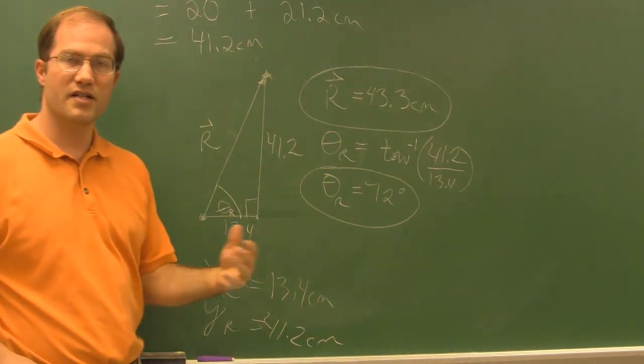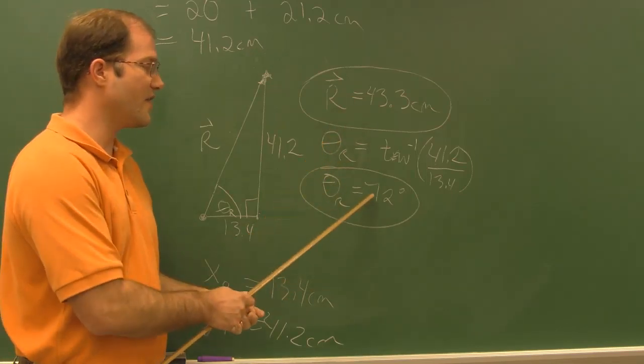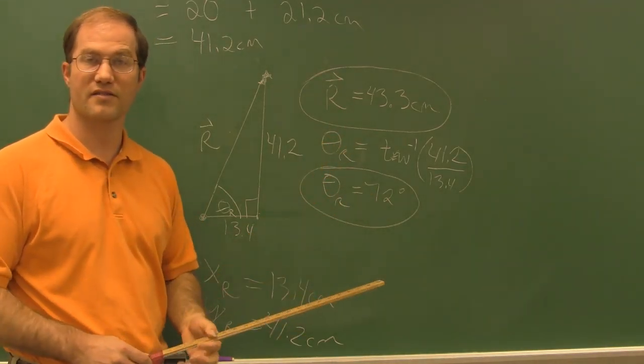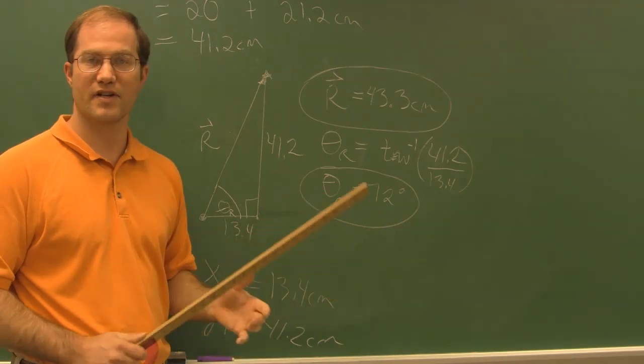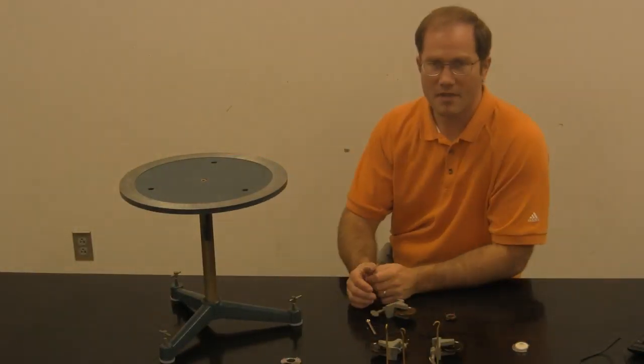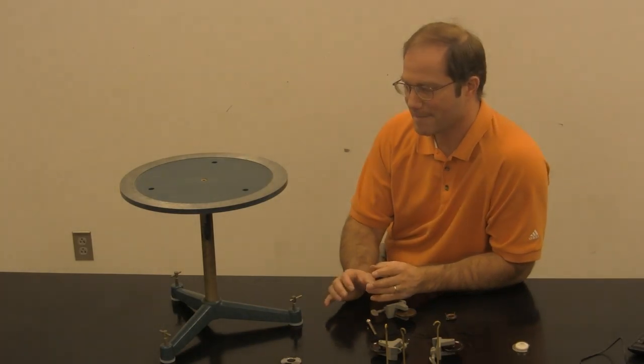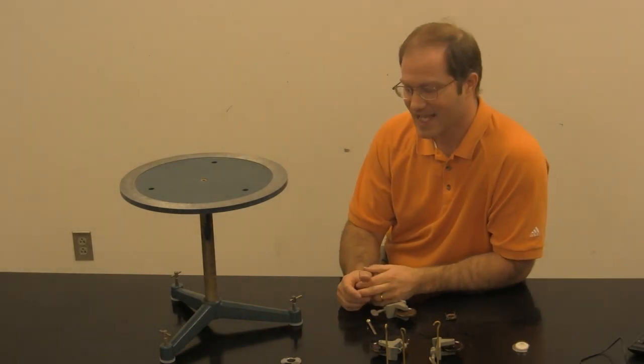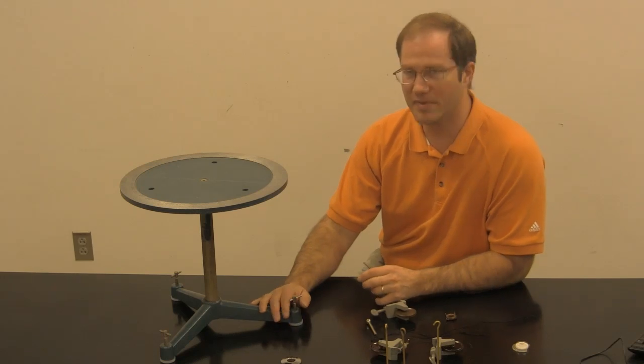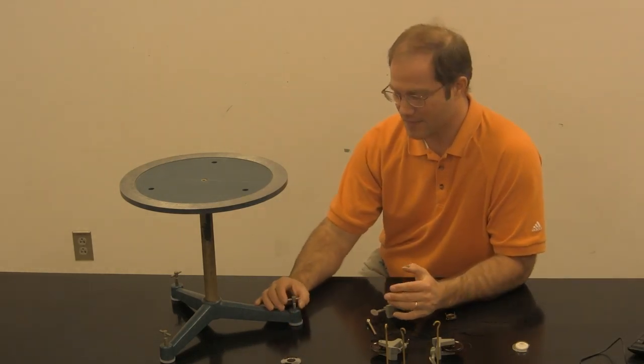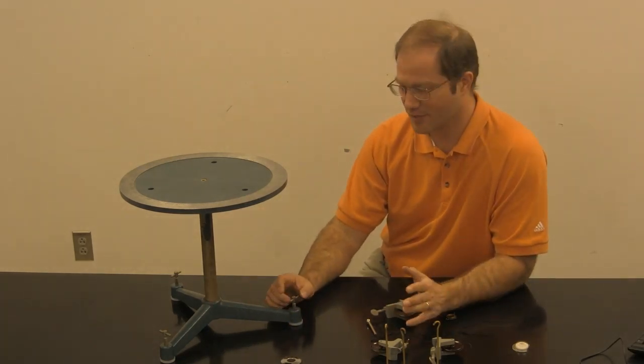So, using vector addition, we determined the magnitude and the angle of our resultant vector when we added those two individual vectors. Force is an example of a vector quantity. And using this force table, we'll be able to add several forces like vectors and determine a result.